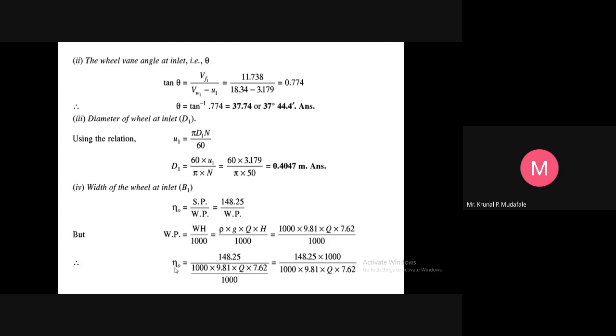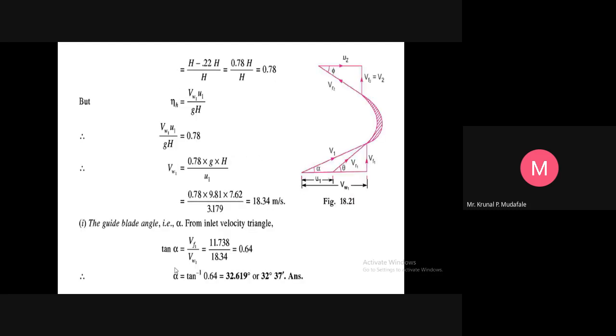Now the second target is to find the wheel angle. The wheel vane angle at the inlet is theta, okay, that is also called the tip angle. To find the wheel vane angle theta, the same equation can be used with tan theta, right? See, if we apply tan theta here, what will happen? The opposite side is VF1 upon the adjacent side, VW1 minus u1, the rest of the part, right?